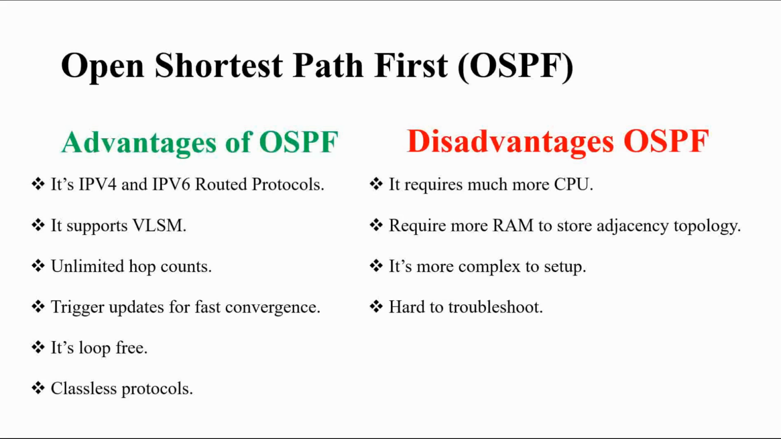VLSM means variable length subnet mask. It also supports unlimited hop counts, whereas EIGRP and IGRP support only limited hop counts. Another important one is triggered updates for fast convergence. Triggered update means updates happen only when there is a change, just like EIGRP, and it is not updating periodically.